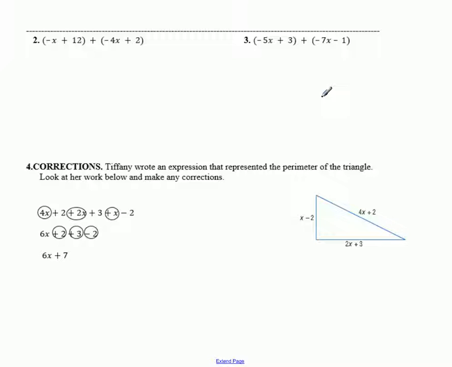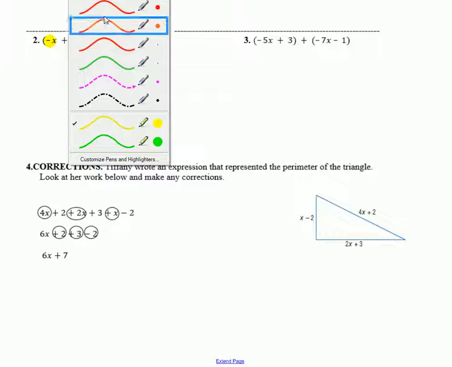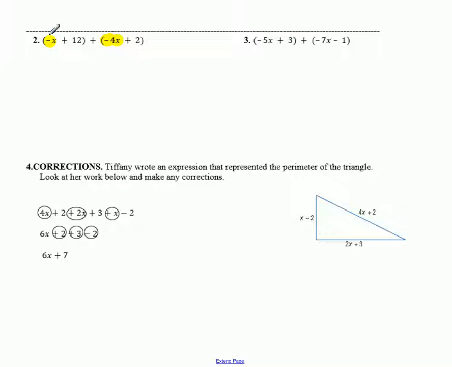Okay, if you're ready to review, here we go. So same steps. I'm going to circle the like terms first. So here I have a negative x, which really is a little negative 1x. I don't know if I could squeeze it in here without writing over it. Oh, I did. So negative 1x and negative 4x, these are same signs add.